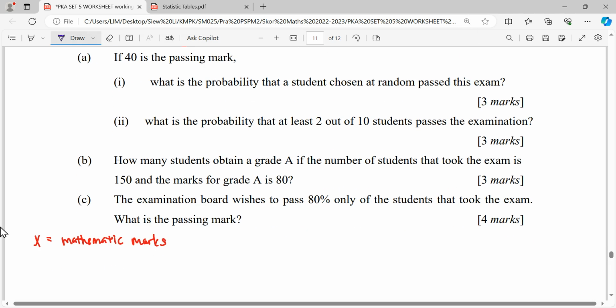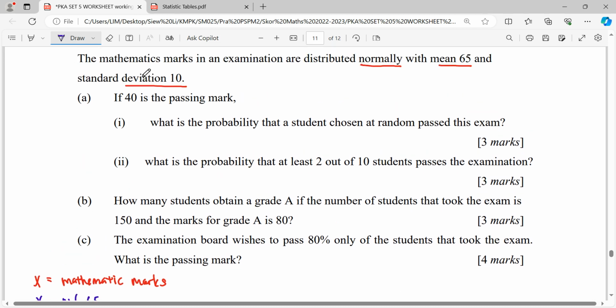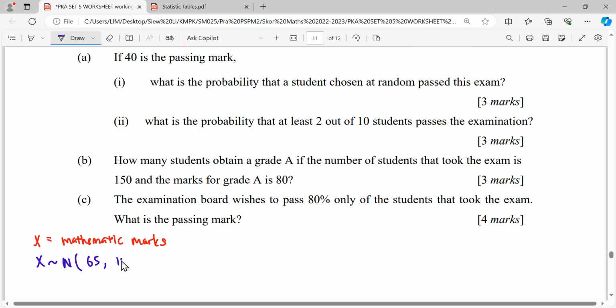So the distribution is given where the x is distributed normal with mean 65. And then in a distribution, we need variance, but what we get here is standard deviation. So it becomes 10 square.